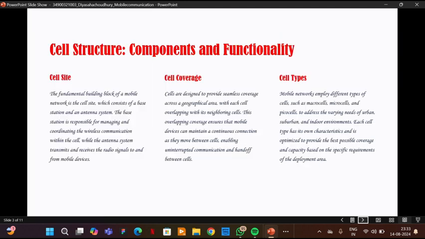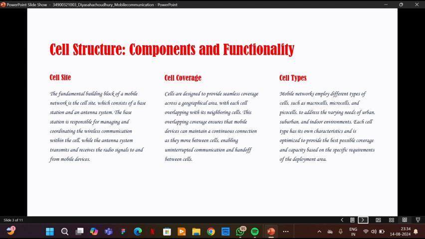Here we have the cell structure, that is the components and functionality. Number one is the cell site. The fundamental building block of a mobile network is a cell site, which consists of a base station and an antenna system. The base station is responsible for managing and coordinating the wireless communication within the cell, while the antenna transmits and receives the radio signals to and from mobile devices. What is cell coverage? Cells are designed to provide seamless coverage across a geographical area, with each cell overlapping with its neighboring cells. This overlapping coverage ensures that mobile devices can maintain a continuous connection as they move between cells, enabling uninterrupted communication and handoff between calls.